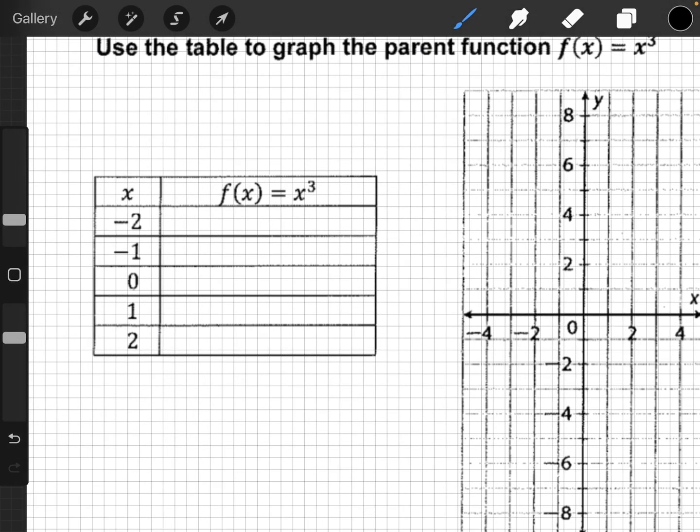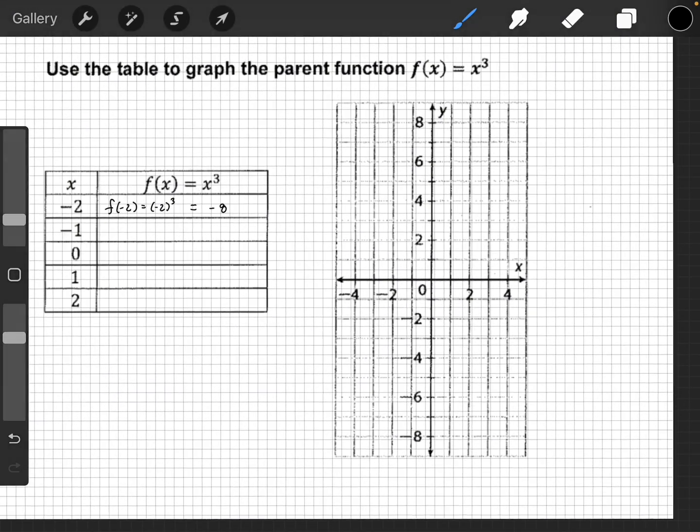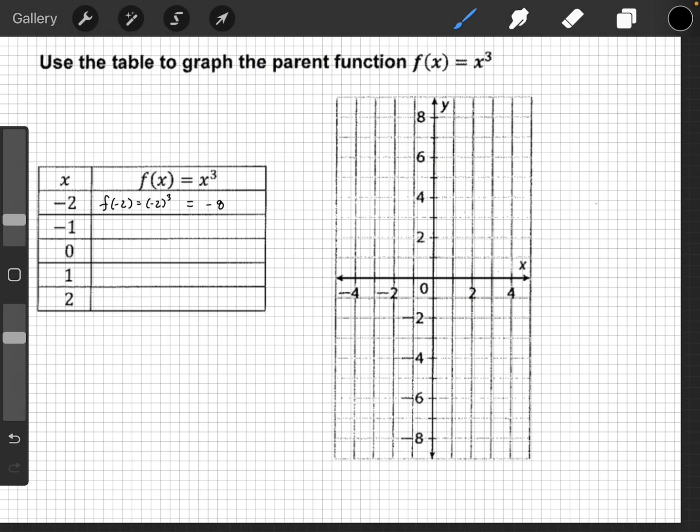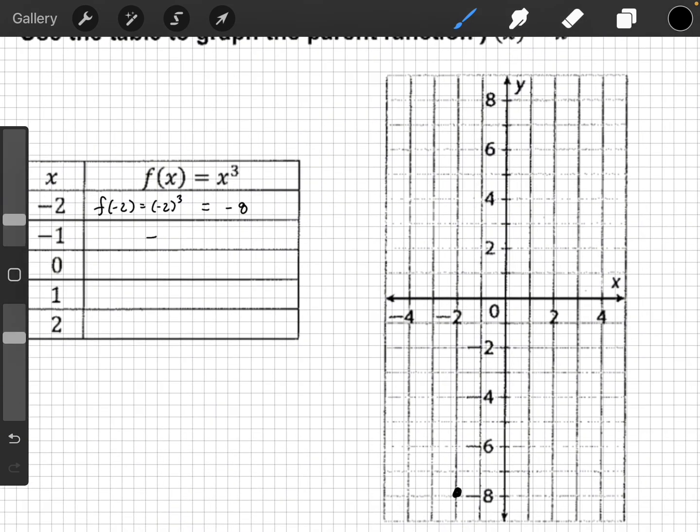So we have f of x equals x to the power of 3 when x is equal to negative 2. We have negative 2 to the power of 3. Negative 2 to the power of 3 is negative 8. So here on the graph, when x equals negative 2, y equals negative 8. So we'll graph it right here at this point. I'll fill in the rest of these.